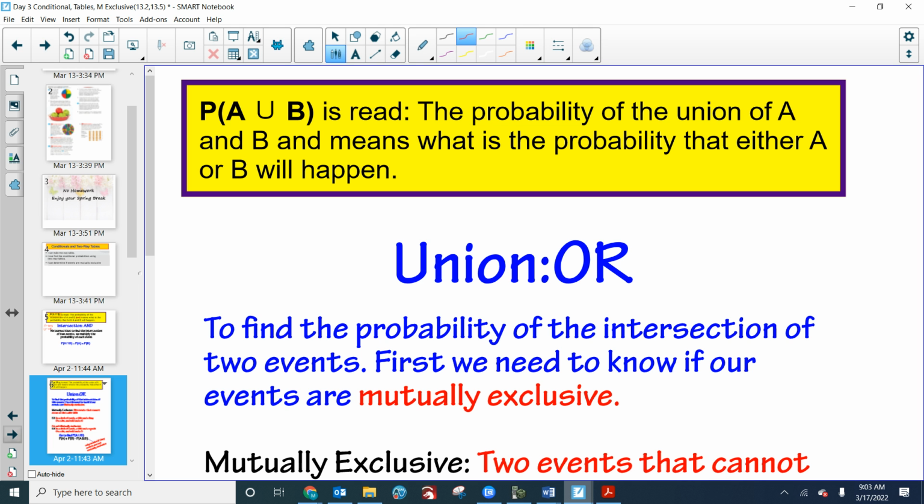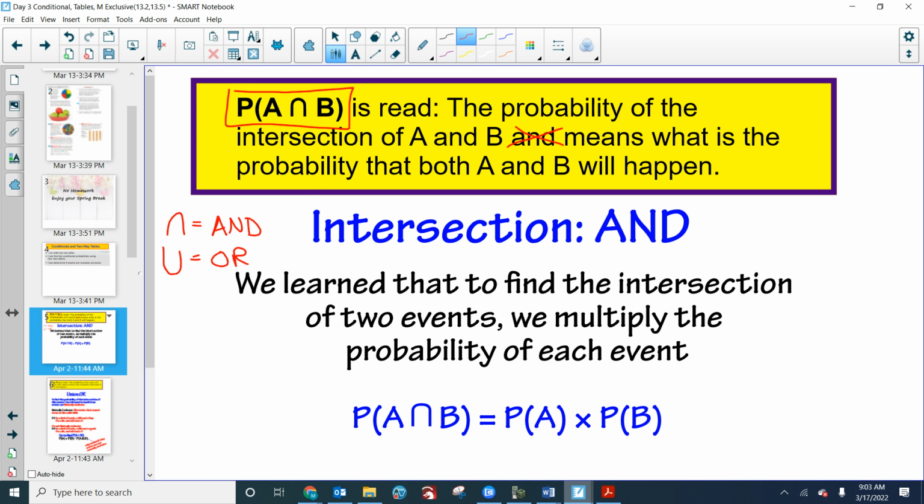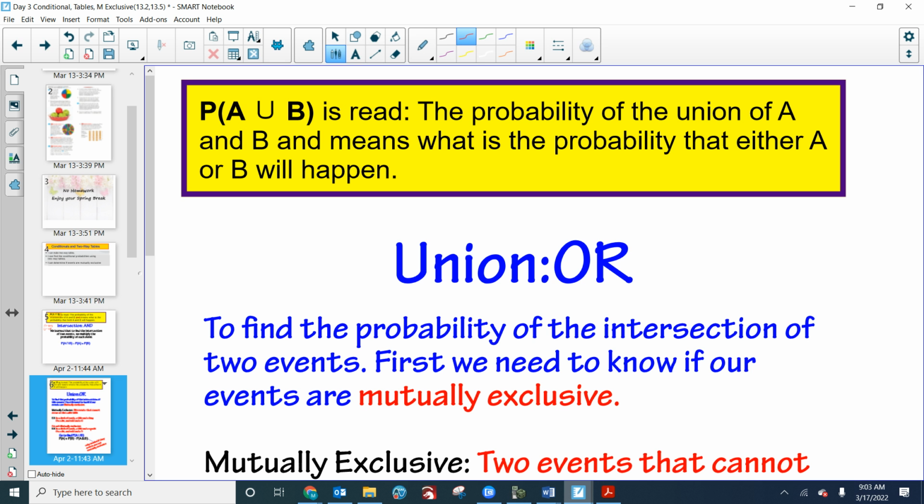Where's the writing for this? Did you write that down for "and"? The equation: P of A times P of B. Isn't that what we've been doing? It's similar. The difference here is going to be the "or." Here's the "or."